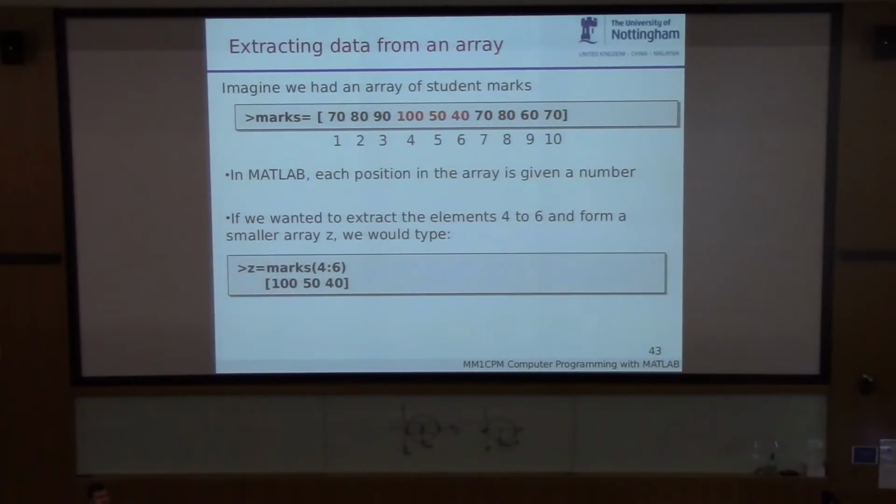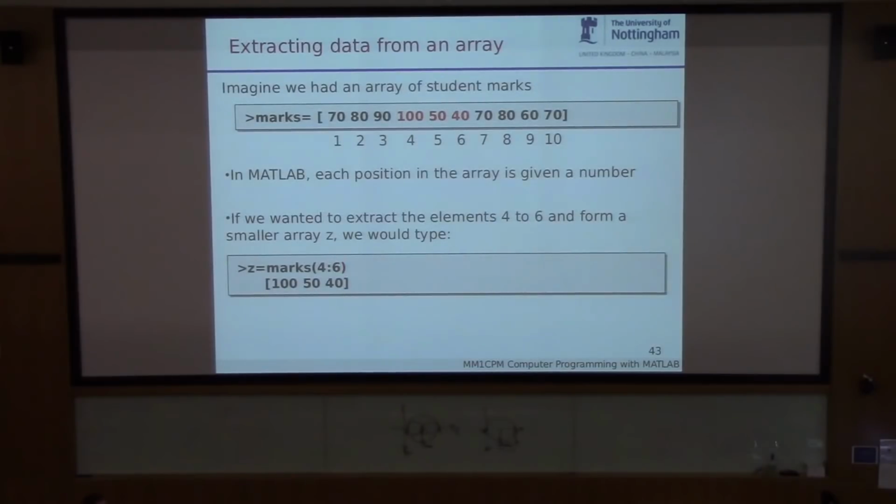Now, if we want to extract the marks for only the students, basically elements 4, 5, and 6, all we do is define a new array Z, and we go marks, so that's the name of this array, open round brackets. You just got to remember it's round brackets. The position of the first element we want to extract, in this case it's 4.